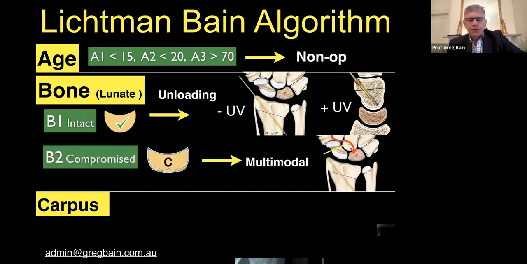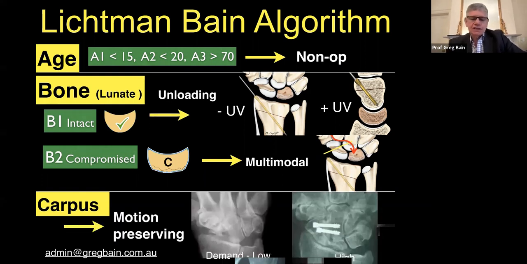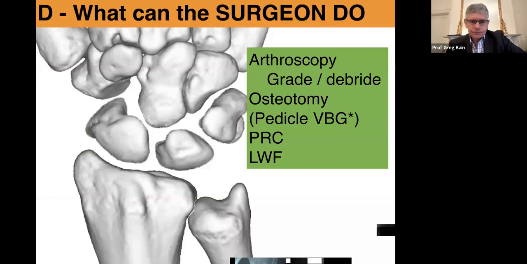If the lunate's compromised and there's some concerns about it, then we think about the concept of a multi-modal approach, which might be to do a shortening osteotomy to stabilize the STT or SC scaphocapitate and consider a vascularized bone graft. So this is what we would refer to as a multi-modal approach. And then once the wrist starts to become involved, once we start to get carpal collapse, then really we're looking at it in the same way as we might look at SLAC wrist or SNAC wrist. We're looking at a motion-preserving procedure such as proximal row carpectomy or a scaphocapitate fusion.